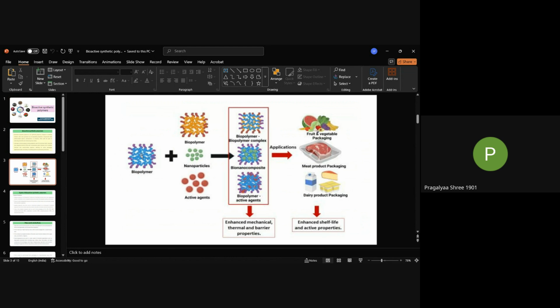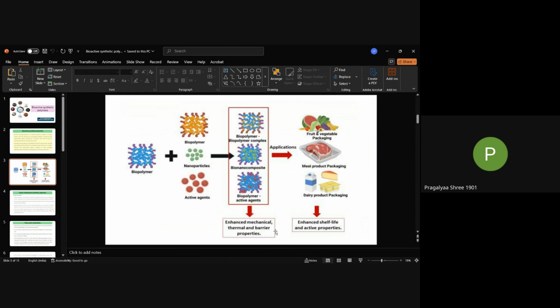When you add a biopolymer with a biopolymer, you will get a biopolymer complex or composite material. When a nanoparticle is added to the biopolymer, you will get a bionanocomposite. And when active agents are added to the biopolymer, you will get a biopolymer incorporated with active agents. The active agents may be anything, like antimicrobial or antioxidant substances. When you are adding all these things, what we are basically doing is enhancing the mechanical, barrier and thermal properties of the food packaging.